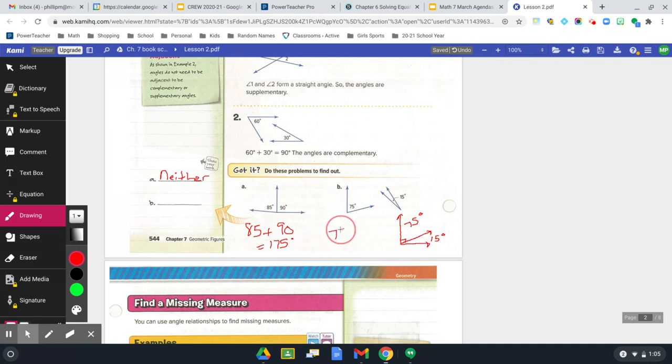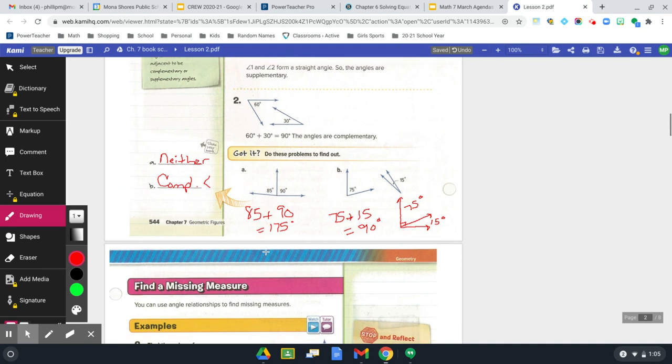Well, double check, right? You can always add 75 plus 15. If you add those two amounts together, those actually do add up to 90. And so this is an example in letter B, and I'm just going to abbreviate here, of a complementary angle.